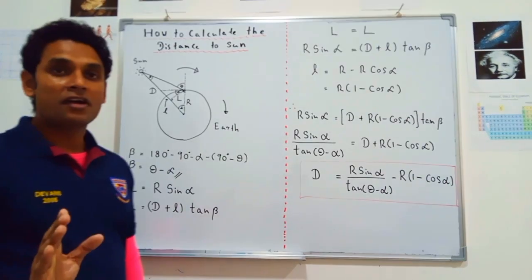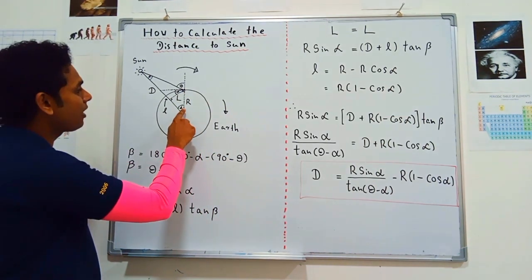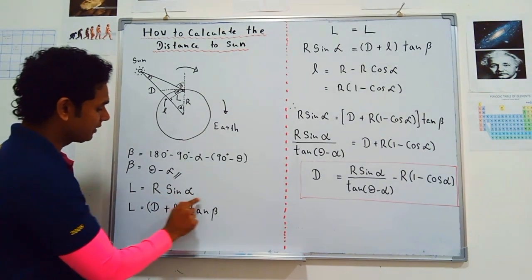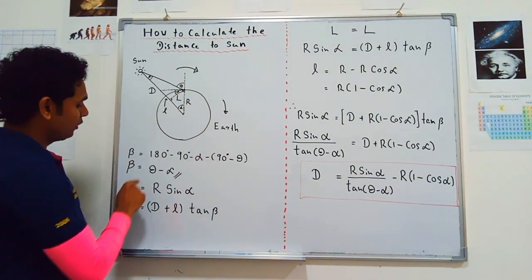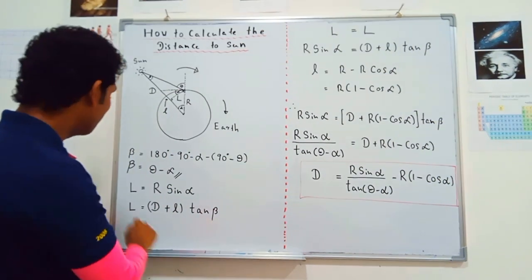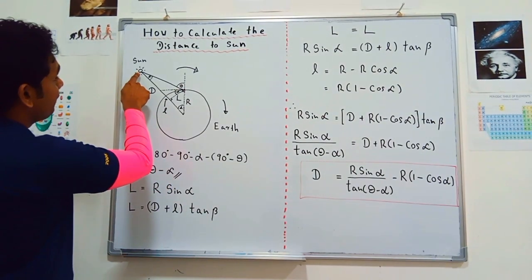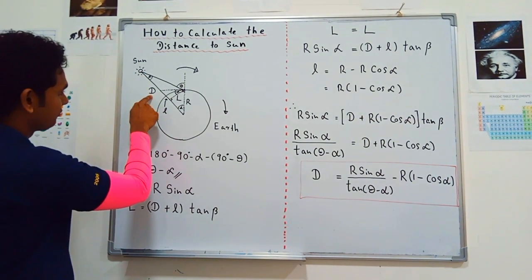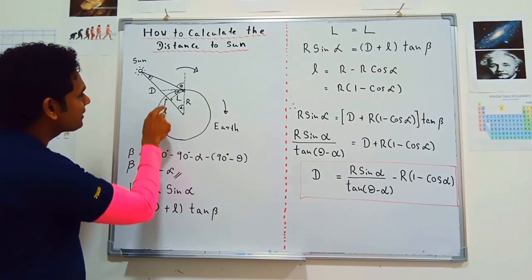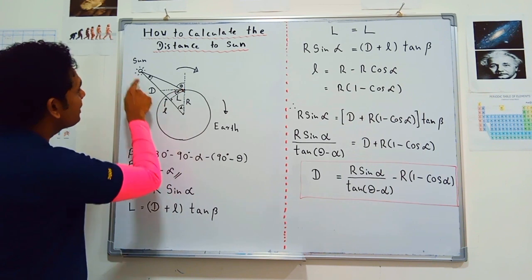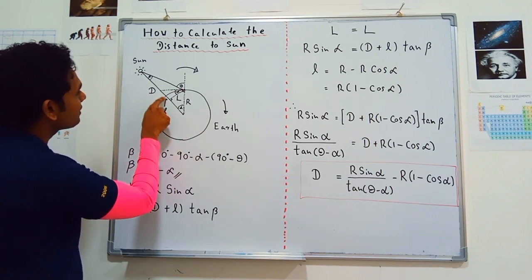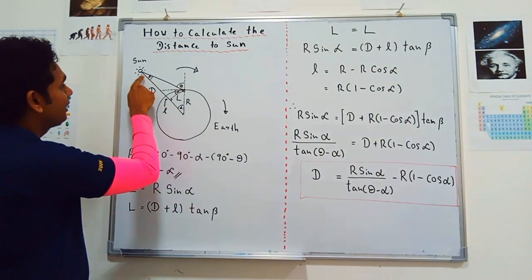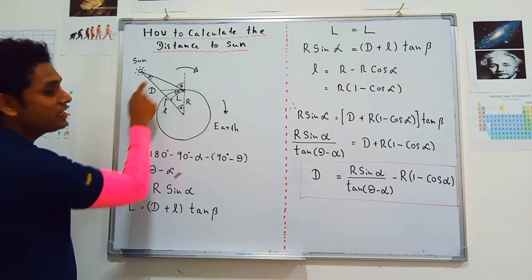Now we can take one trigonometrical expression like this. If this is R, this length is R sin theta. This length is L, so L is equal to R sin theta. Then again, we can take another expression like this. If the distance from the Earth's surface to the Sun is D, and this small distance is L, then this full length is D plus L, and this angle is beta.